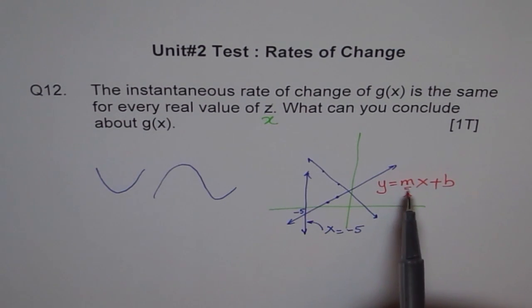Because m becomes undefined. So that's a very important thing for you to remember, and that type of question could be there in a test at times. Okay, so the real answer is that any line which can be represented by y equals mx plus b will have the same instantaneous rate of change all through its domain, and that will be equal to the slope of the line m. Okay, thank you.